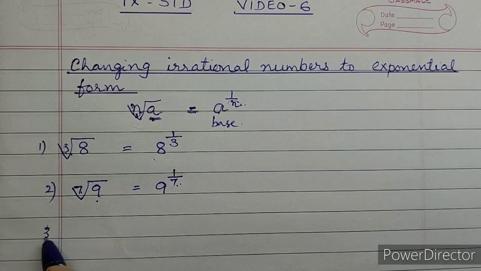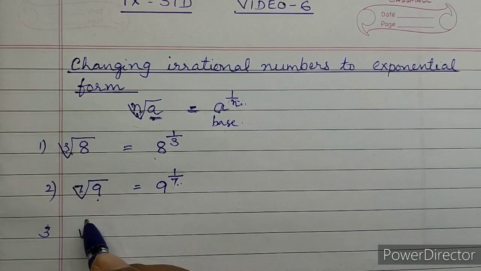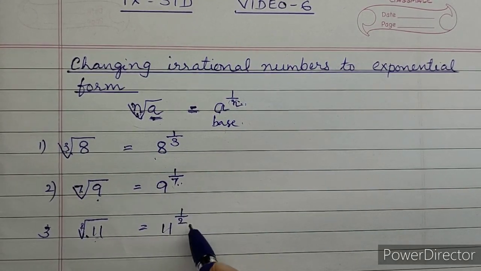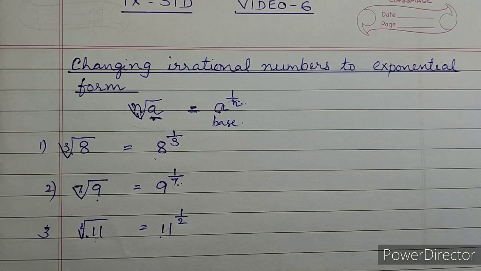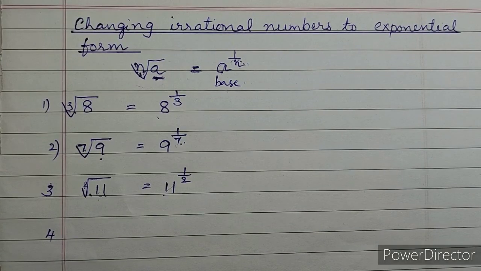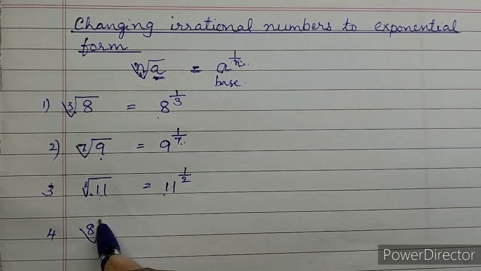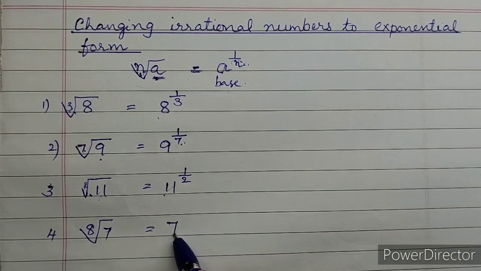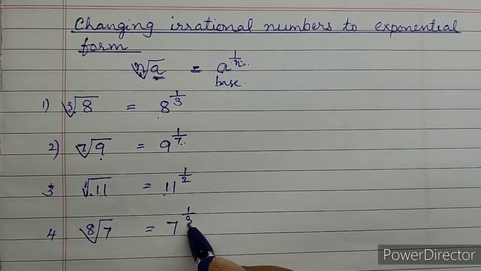So third sum, square root of 11. Square root means here the order is actually 2, but the 2 we will never write. So how will you change it? 11 is the base and 2 will become 1 by 2. So 11 to the power of 1 by 2. Hope you understood. A few more examples I will show you. 8th root of 7. How will you change it? 7 to the power of 1 by 8.